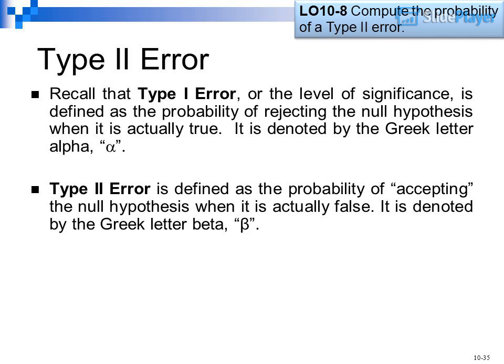LO10-8 Compute the probability of a type 2 error. Recall that type I error, or the level of significance, is defined as the probability of rejecting the null hypothesis when it is actually true. It is denoted by the Greek letter alpha. Type 2 error is defined as the probability of accepting the null hypothesis when it is actually false. It is denoted by the Greek letter beta.